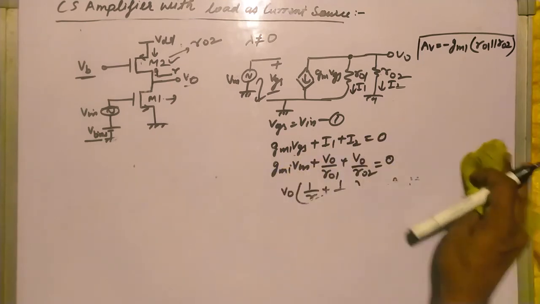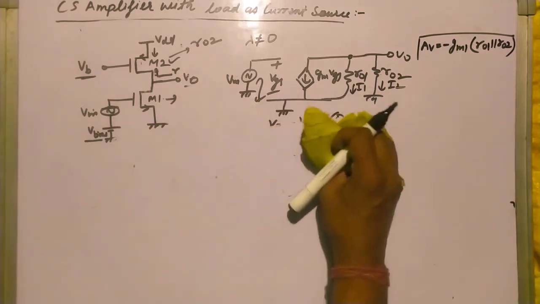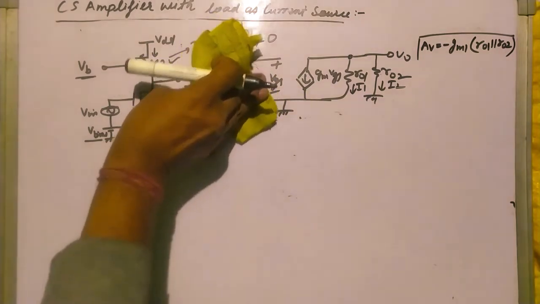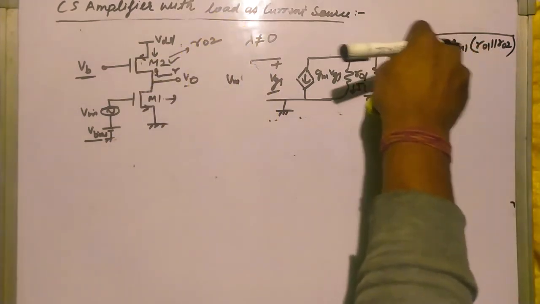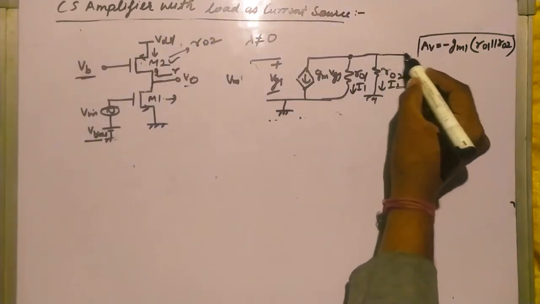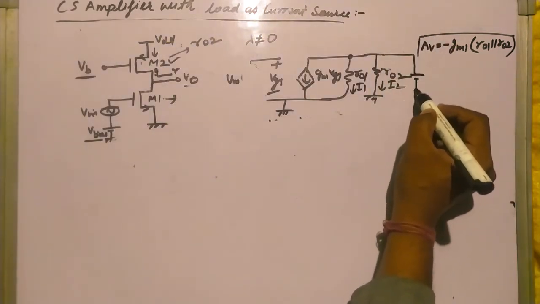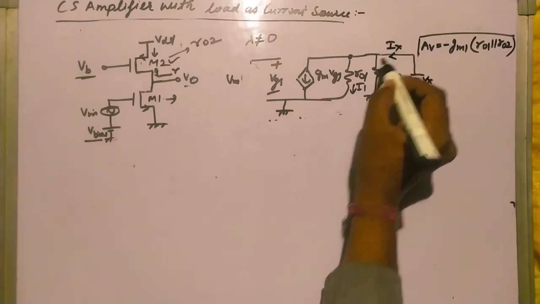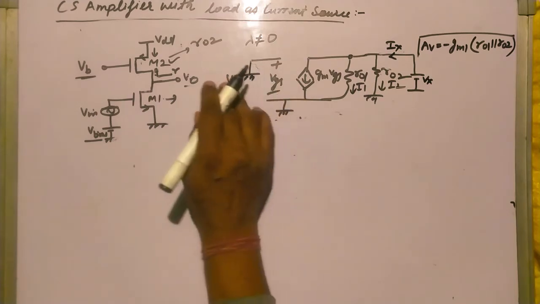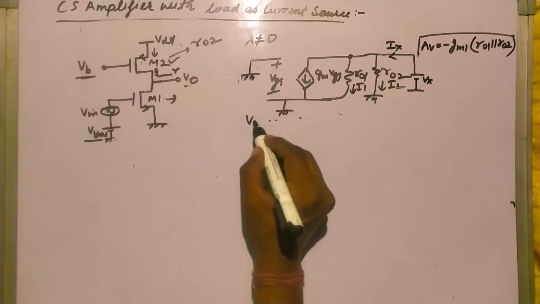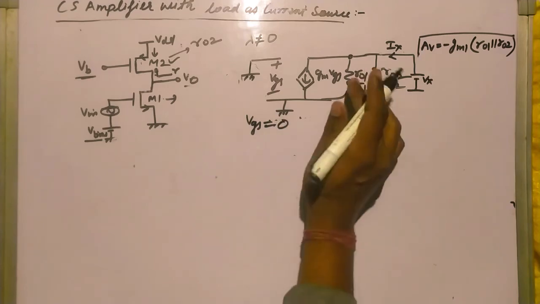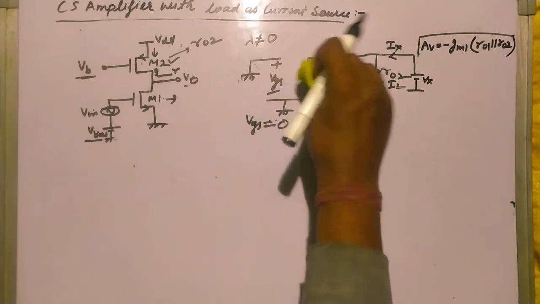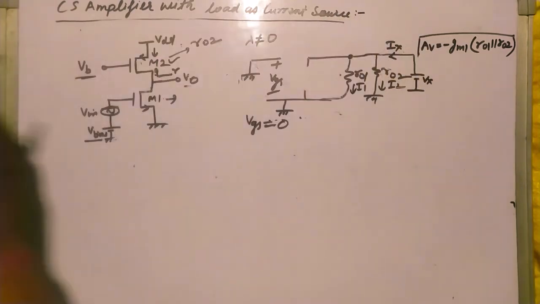Now calculate the R out resistance. To calculate R out resistance we have to remove this V in, and at the output side we have to apply Vx. So this is Vx, and current Ix is flowing through it, and this is ground. So VGS equals 0. Since VGS equals 0, what will happen? This will become open circuit. Current will become 0.